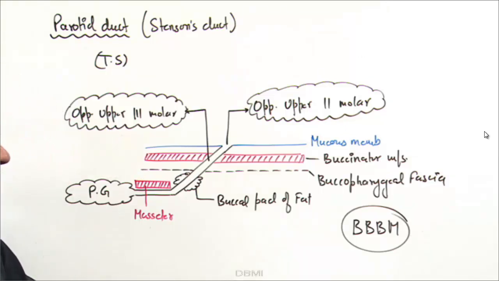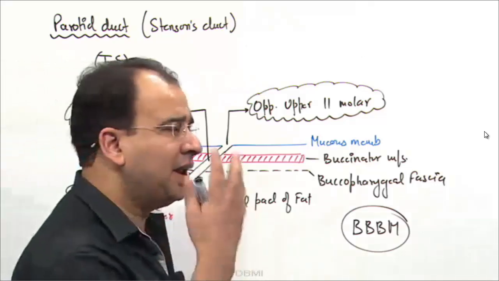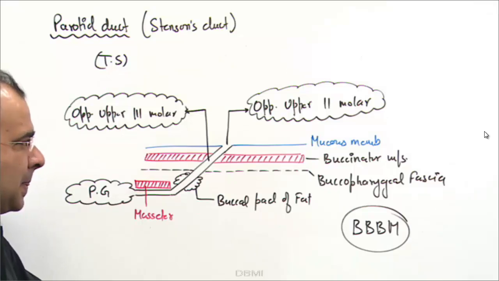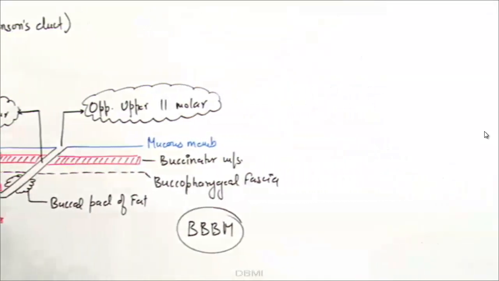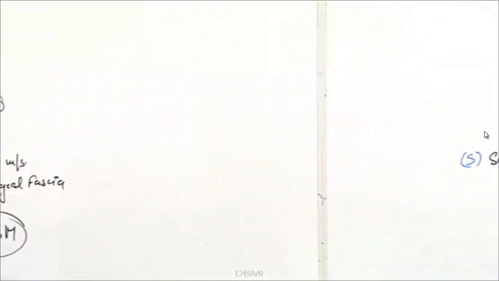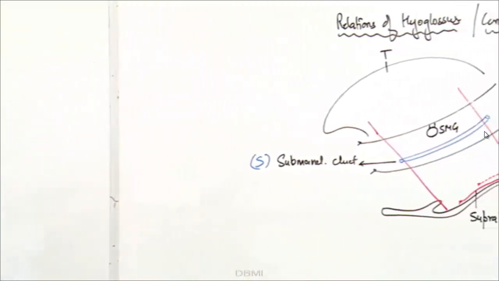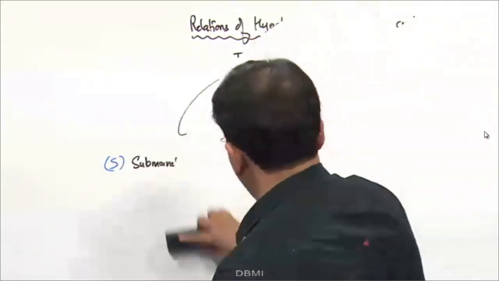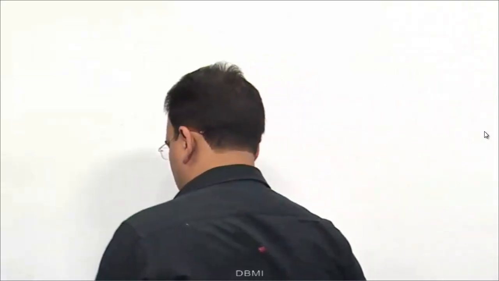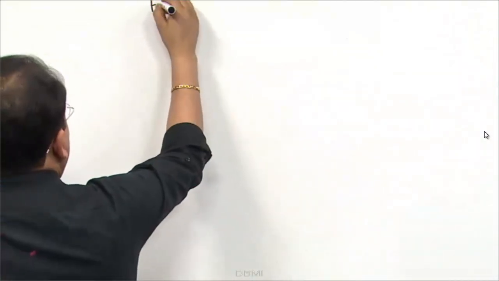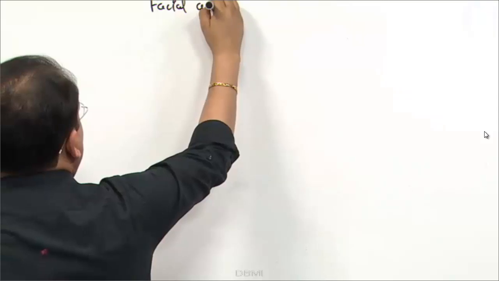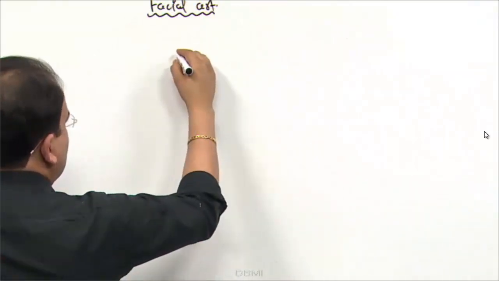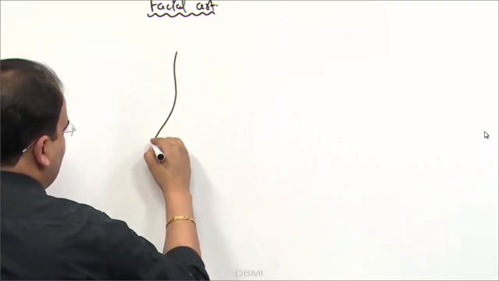Let us also talk about the arteries on the face, that is the facial artery, and also the venous drainage there. So let's first talk about the facial artery. So let's see the facial artery first. Now let's say this is the side of the face we are looking at. There we have the side of the face.